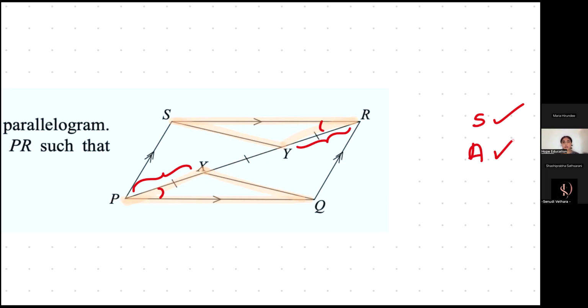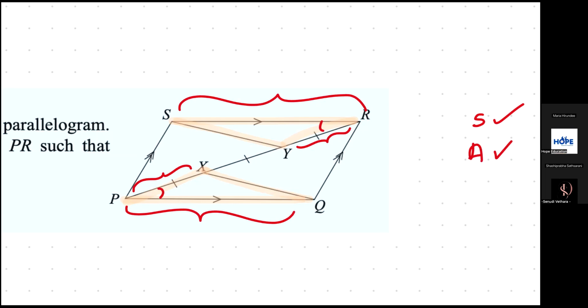See, this is a parallelogram, right? Therefore, the side PQ and the side SR should also be equal, right? Because in a parallelogram, opposite sides are equal. So since opposite sides are equal, we can take that side pair as well. That means PQ and SR are also equal.